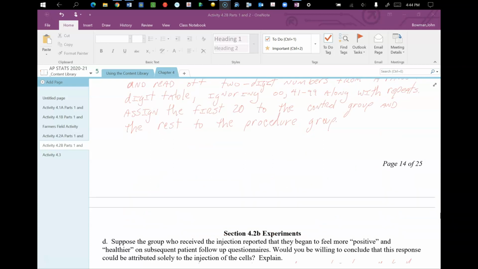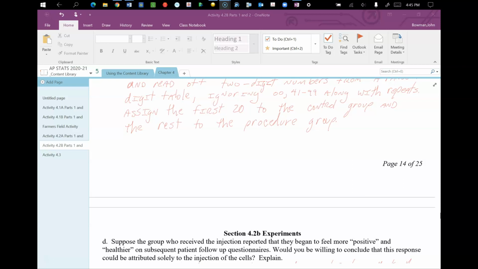All right, so far most of that was simply review. So let's move on to what we really want to get to in this video, and this is the idea of a placebo, the placebo effect, and something called blinding. So suppose the group who received the injection reported that they began to feel more positive and healthier on subsequent patient follow-up questionnaires. Would you be willing to conclude that this response could be attributed solely to the injection of the cells?